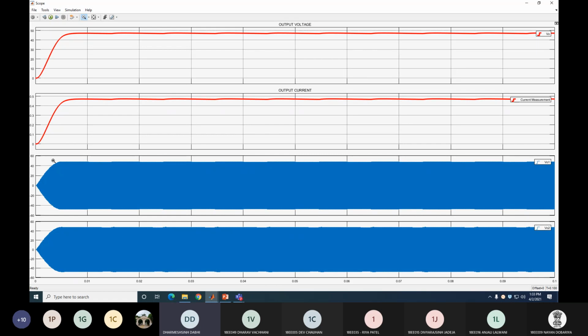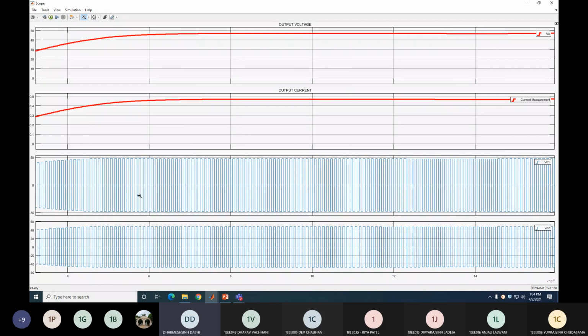So if you zoom this waveform, you can see that this is the high frequency chopping of the DC voltage given at the input side. Here I zoom this part only, so you can see how this IGBT chops the DC voltage at a 10 kilohertz frequency. Upside you get positive, then negative, positive, negative, positive, negative.